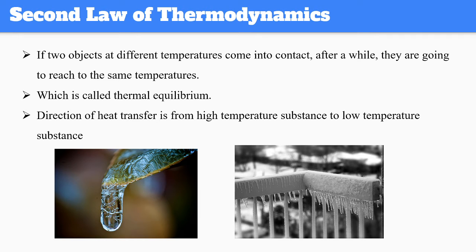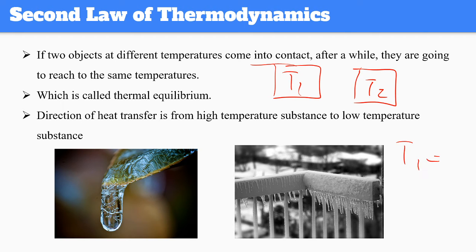And the second law of thermodynamics, which will basically cover most of the questions on your homework too, is about if two objects at different temperatures come into contact, after a while, they're going to reach the same temperature. Or any two objects with two different temperatures, so T1 and T2. If they are not the same, then what do you expect? You expect a heat transfer between them. But what will be the direction of the heat transfer? High temperature to low temperature. This is the only way the heat is transferred.